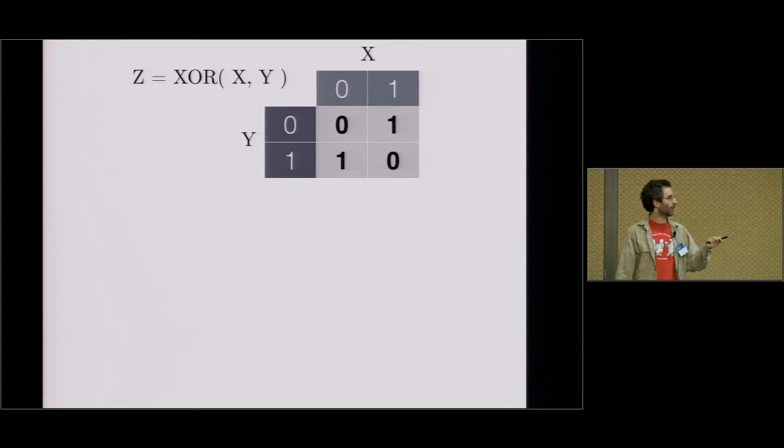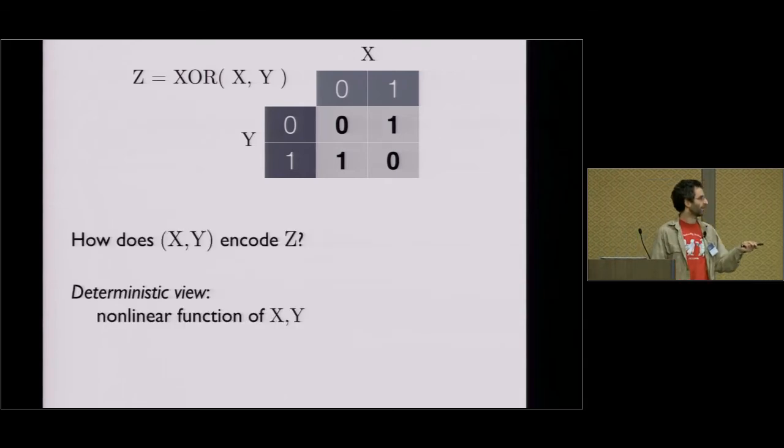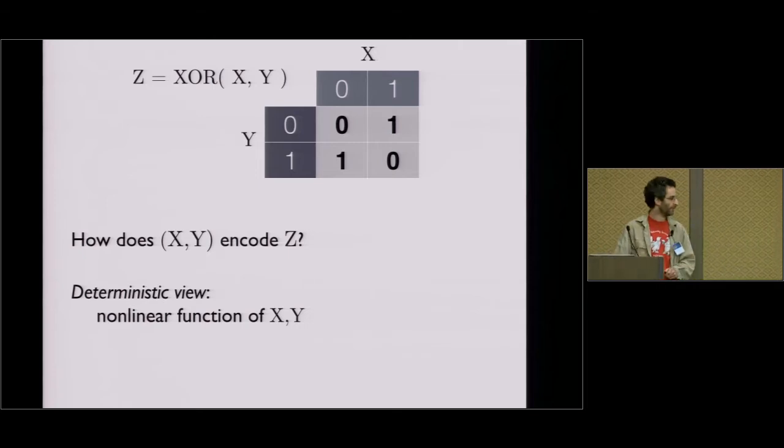So you have two variables x and y, they're both binary, and you want to be able to pull out if just one of them is active. And the usual way of thinking about this is the deterministic view, you have some nonlinear function of x and y, and this is the thing that tells you about z. That's how x and y encode z.